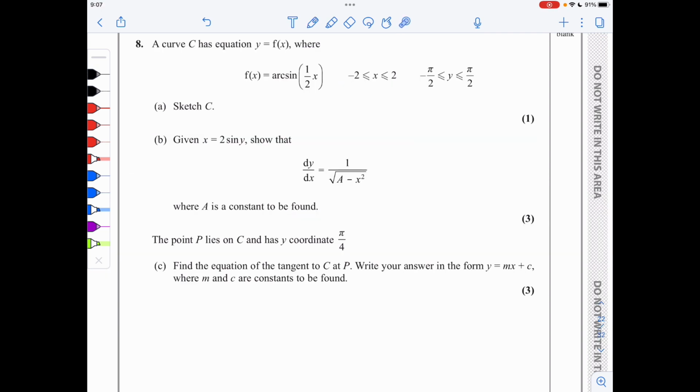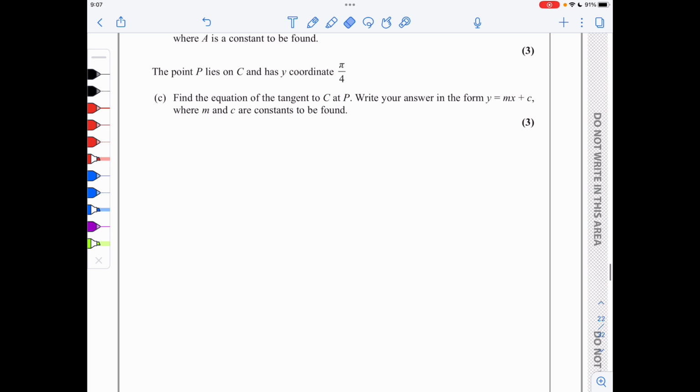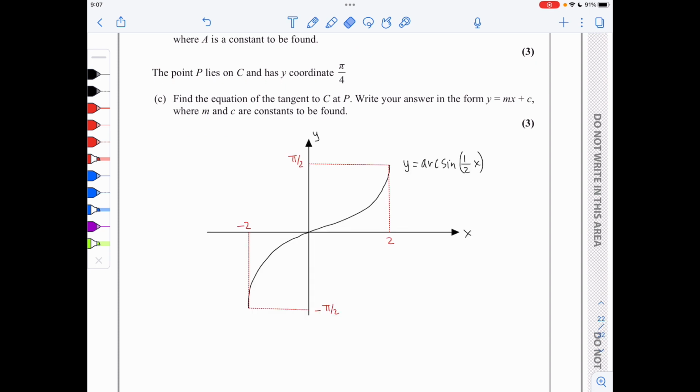In question 8, we are asked to sketch the graph of arcsine of a half x. Now we need to start by considering the effect of the half within the bracket with x. This means that we multiply x by 2, so it's essentially a stretch along the horizontal with scale factor 2. So bearing in mind the shape of arcsine x, we just stretch along the horizontal, and it should give us something like this. So the original arcsine goes from -1 to 1, so we go from -2 to 2.